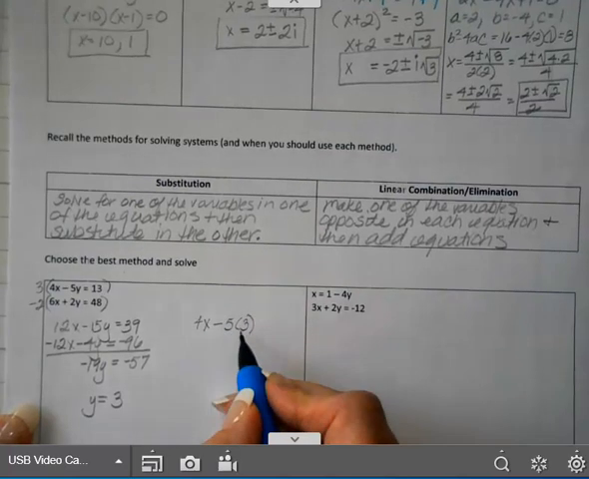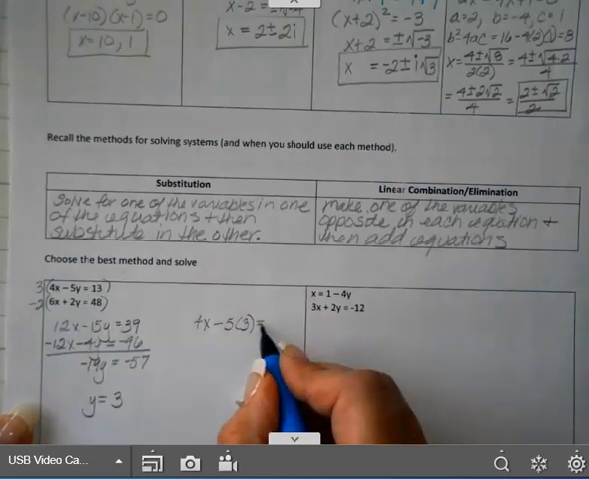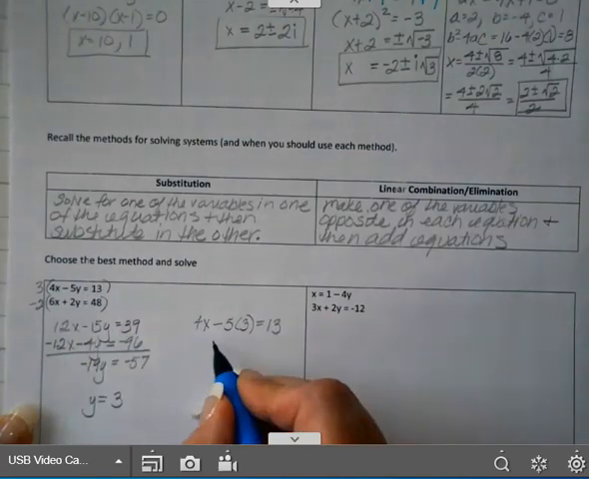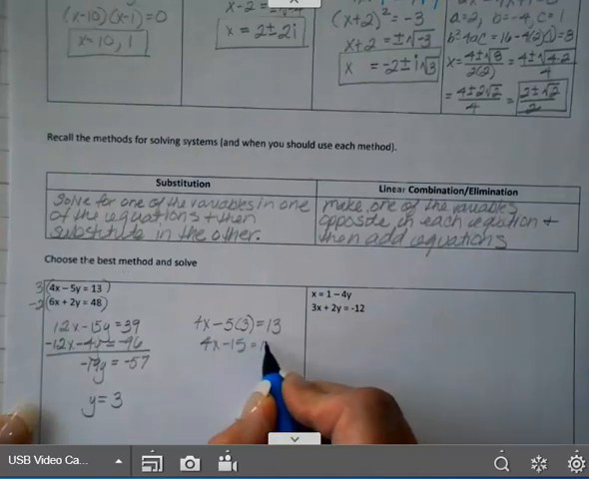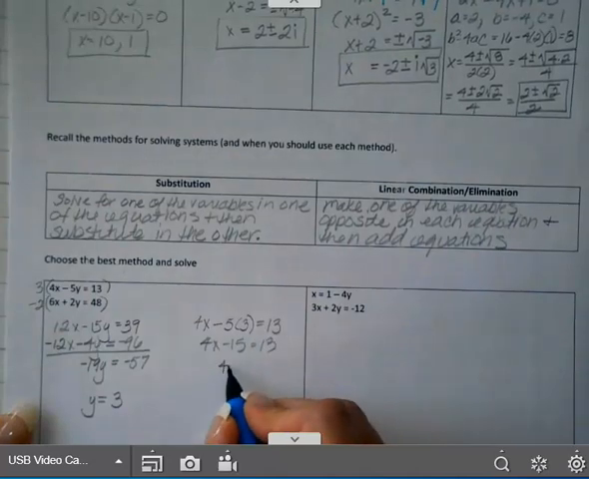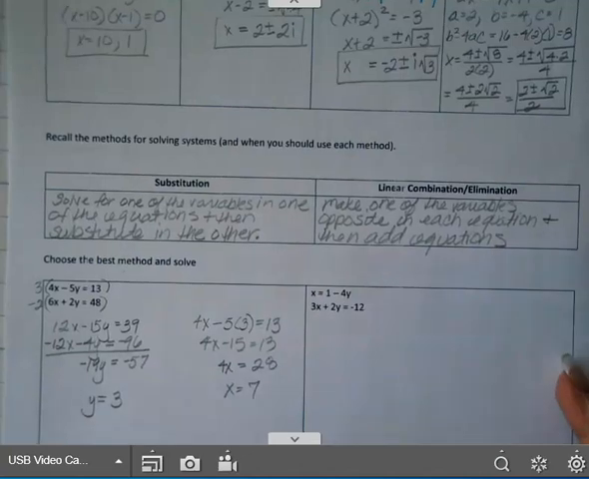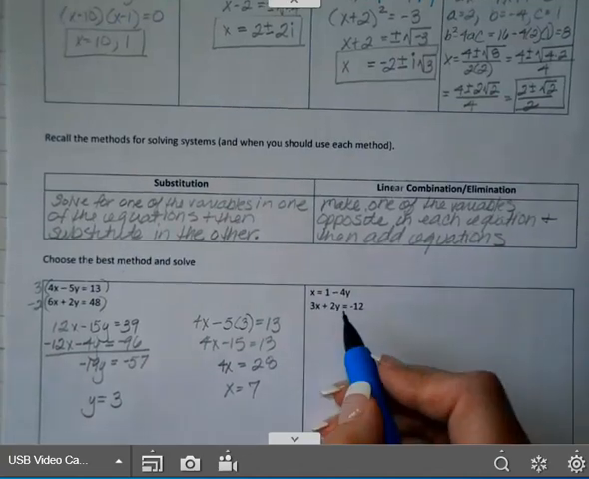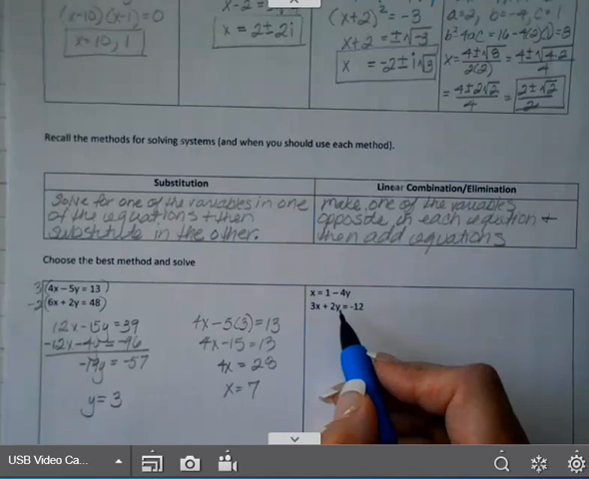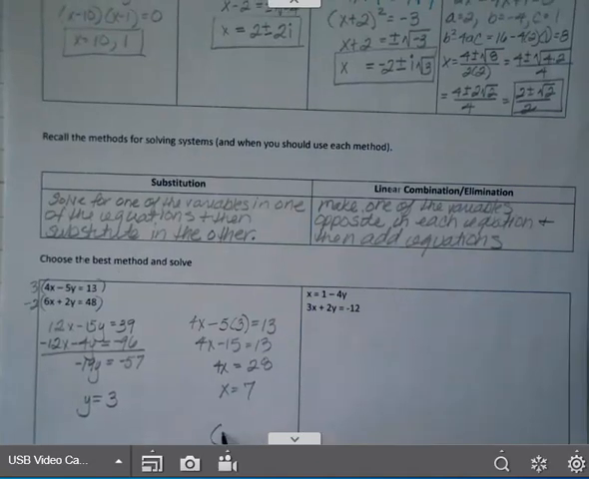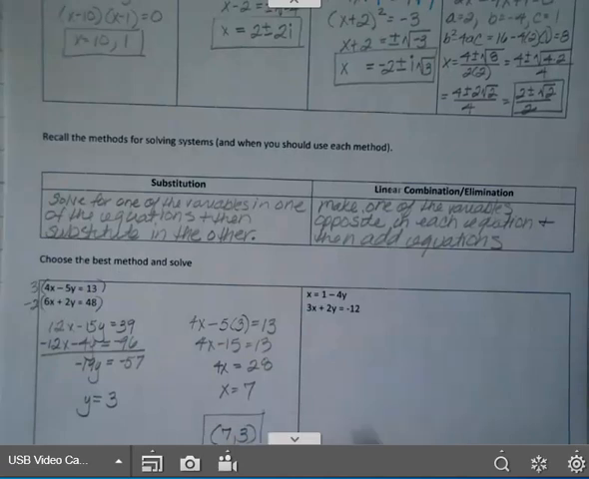So I'm plugging in 3 for my y. This is 4x minus 15 equals 13. Add 15 to both sides, so 4x equals 28, and x equals 7. The next example, I'll go ahead and write this as a point. So it's 7, 3. And you could plug it in and check it.